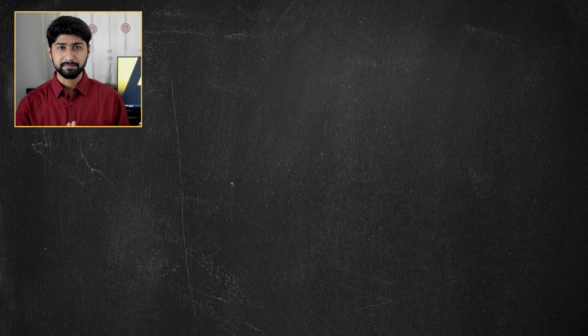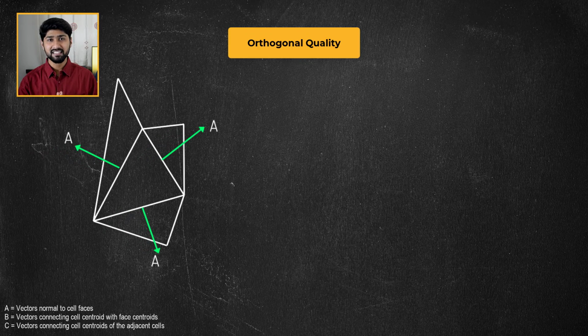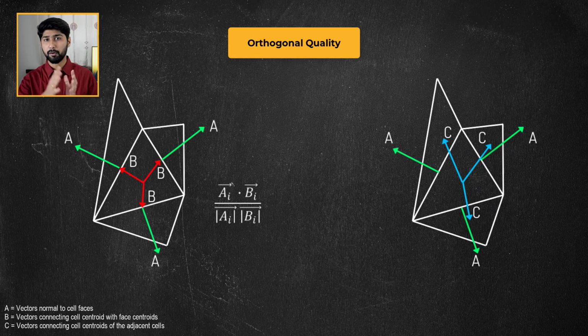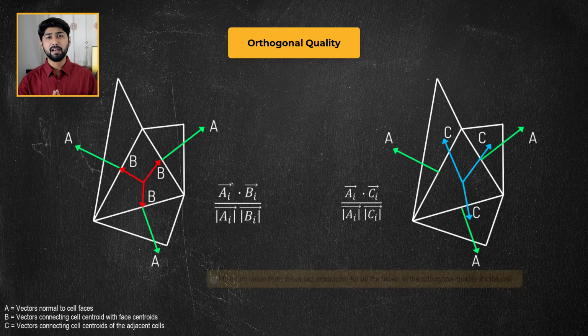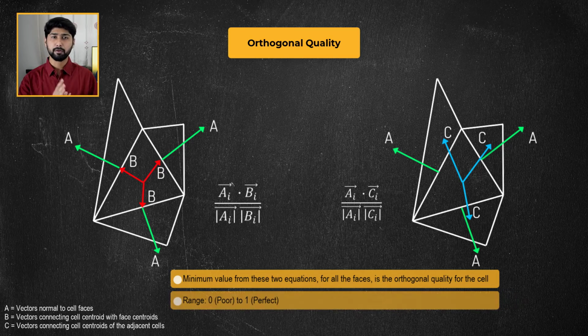Let us now look at how the orthogonal quality measure is defined. It is the measure of the alignment between the vectors normal to the cell faces and the vectors connecting the cell centroid with face centroids, which is determined with the help of this equation, and also between the vectors normal to cell faces and the vectors connecting cell centroids of the adjacent cells, which is determined with the help of this equation. The minimum value that results from these two equations for all the faces is the orthogonal quality for the cell. It ranges from 0, which is poor, to 1, which is perfect.